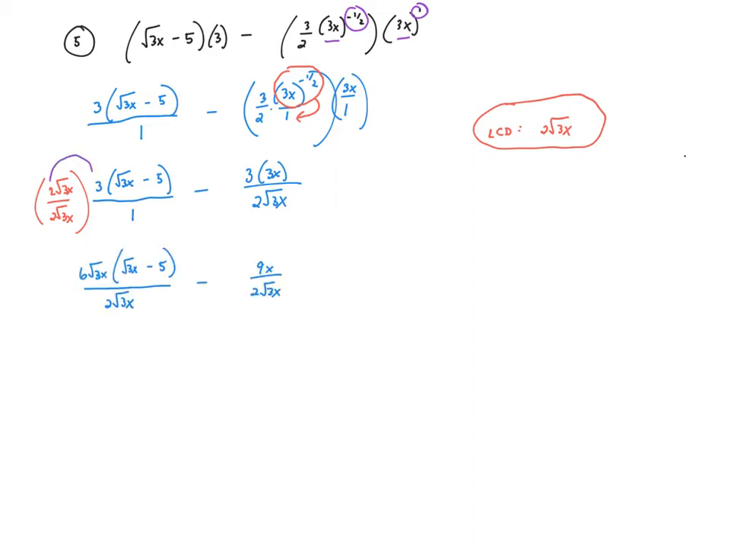2 times 3 is 6. So we have 6 root 3x times the quantity root 3x minus 5 divided by 2 root 3x minus 9x divided by 2 root 3x. Now we should distribute over here. Remember, root 3x times root 3x is 3x. So therefore, we will get 6 times 3x minus 30 root 3x divided by 2 root 3x. We're still subtracting 9x divided by 2 root 3x.